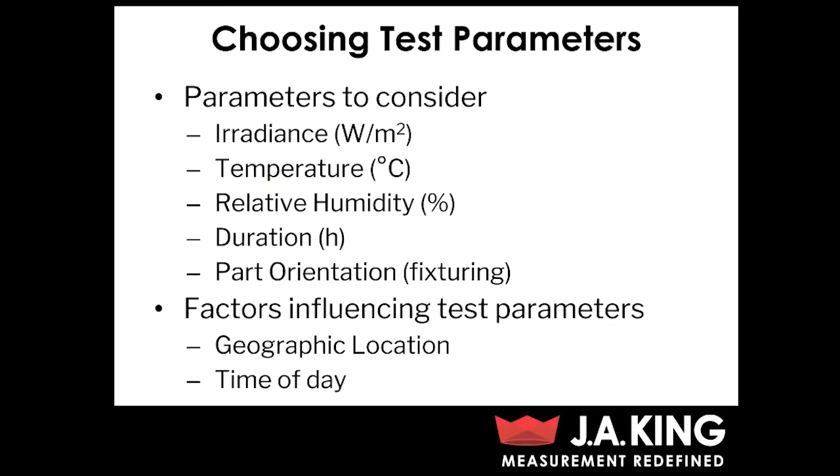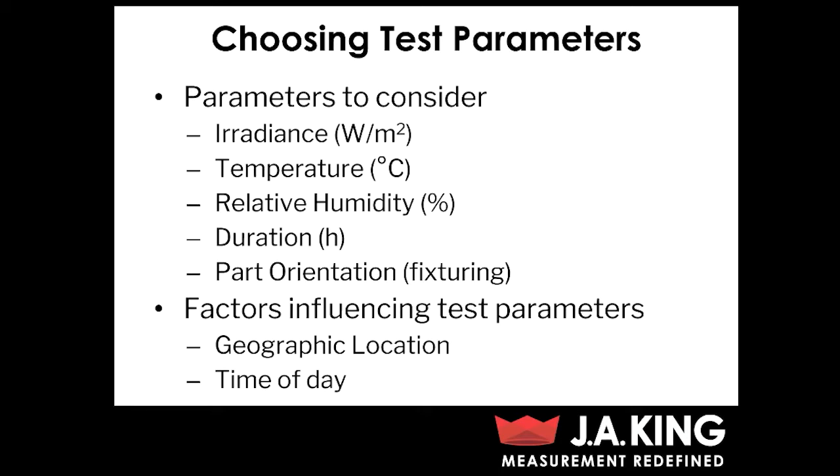So when you do decide to go forward with solar testing, there's a few different parameters you're going to have to consider. You're going to have to think about your irradiance, or the actual intensity of your solar load, your temperature, relative humidity, the duration of the test itself, and then part orientation too. So this can refer to the angle at which your part is fixtured, because that's going to affect which face of your part is going to receive the direct radiation versus which parts receive the indirect radiation. And then whether or not your parts need to be shielded behind glass or maybe even put into a solar box.